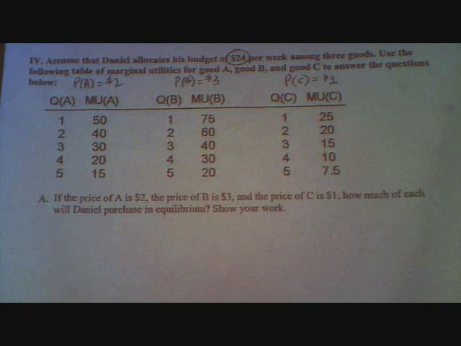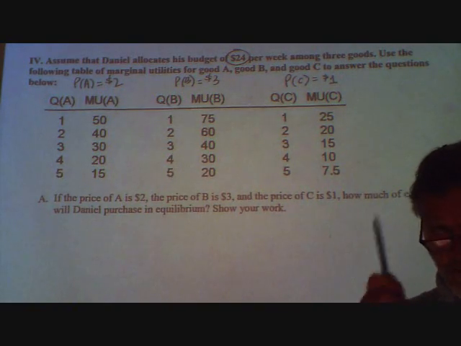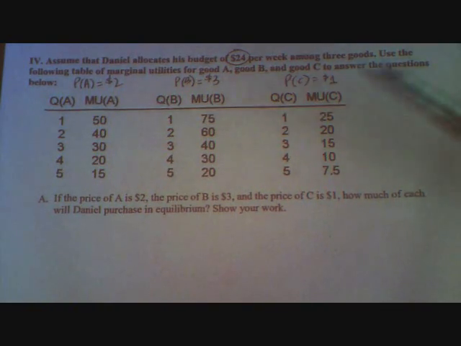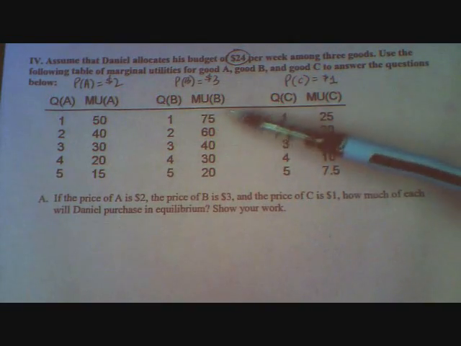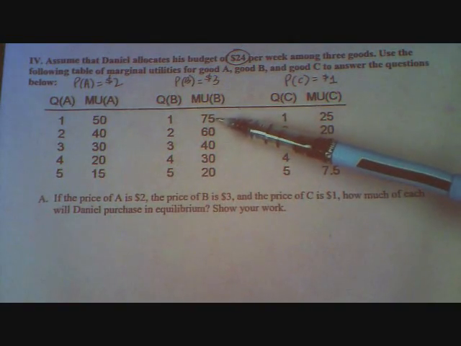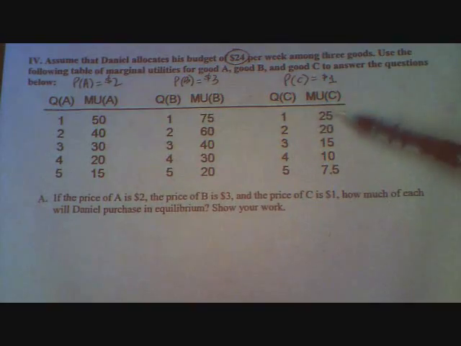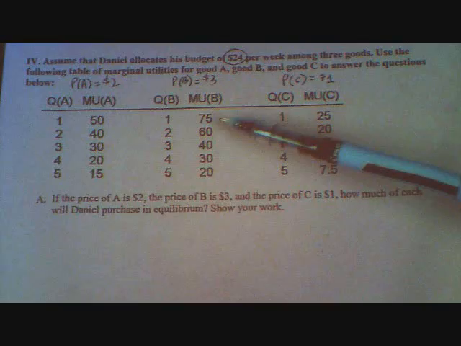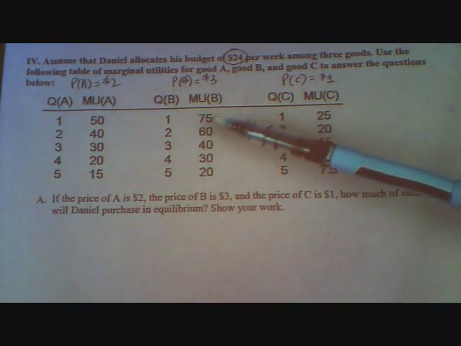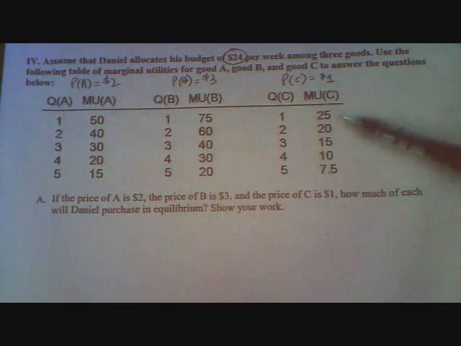So Daniel has $24, and he has to start purchasing things to increase his utility. So what is he going to purchase first? Well, a mistake students sometimes make is to just look at the marginal utility numbers and look for the biggest one, which in this case is B. 75 is more than 50 and more than 25, and they say, well, we're going to buy a B because they get more marginal utility from the first B than they would from the first A or the first C.